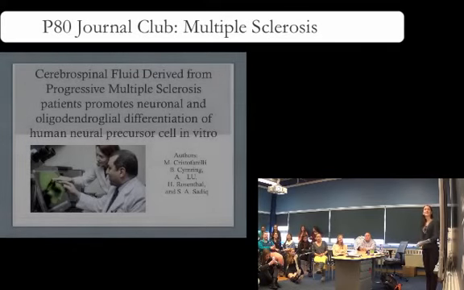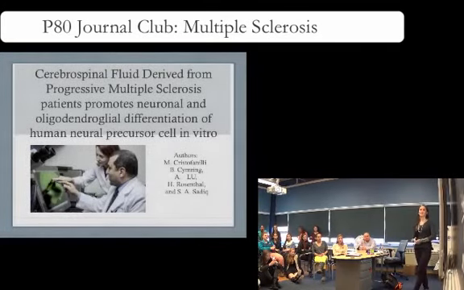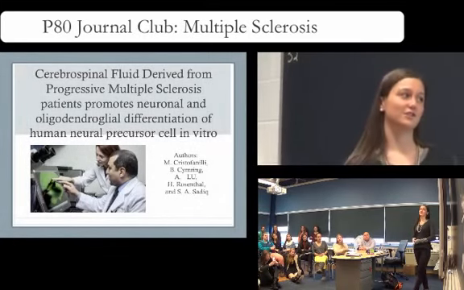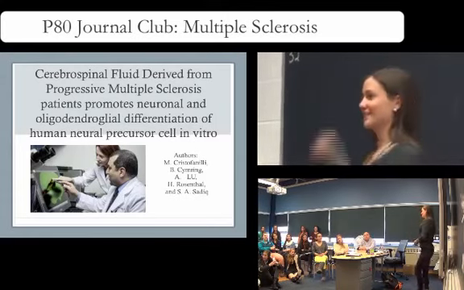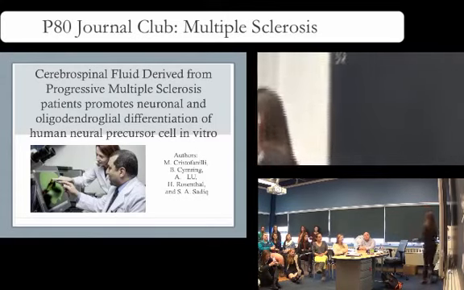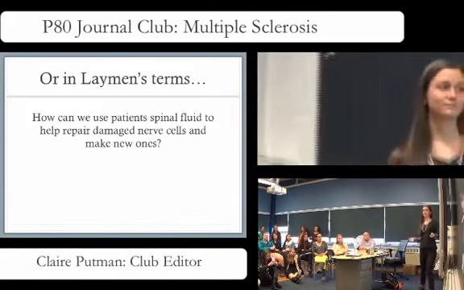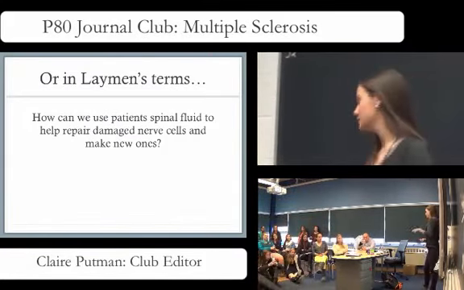Okay, my article is titled Cerebrospinal Fluid Derived from Progressive Multiple Sclerosis Patients Promotes Neuronal and Oligodendroglial Differentiation of Human Neuronal Precursor Cell in Vitro. So that's really confusing. In other terms, you could just say, how can we use patient spinal fluid to help repair their damaged nerve cells and create new ones?